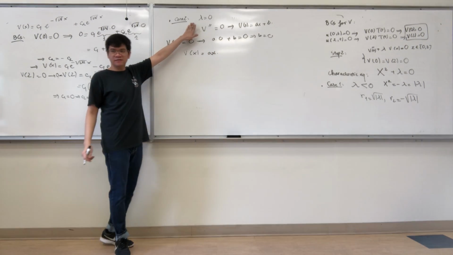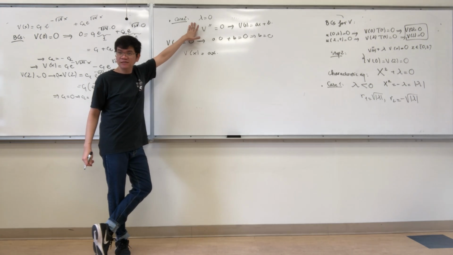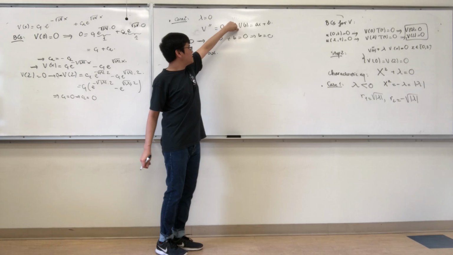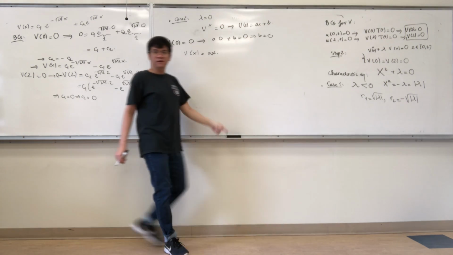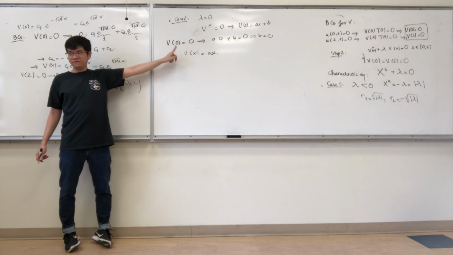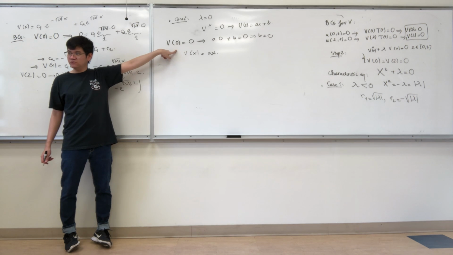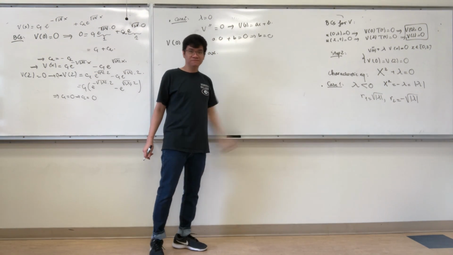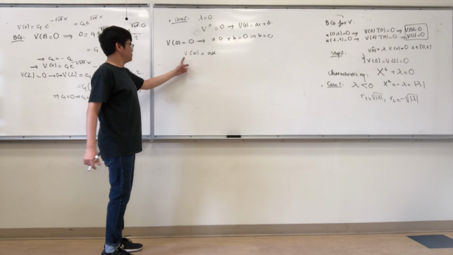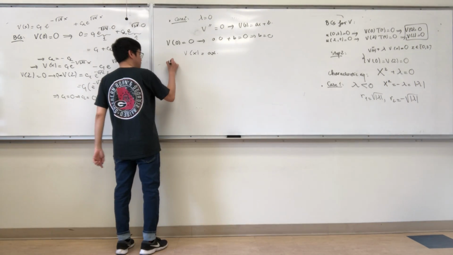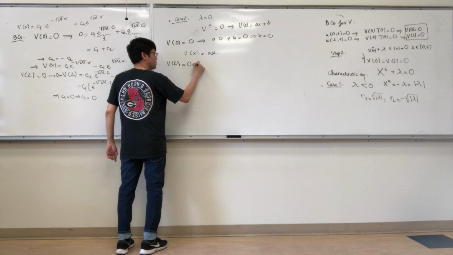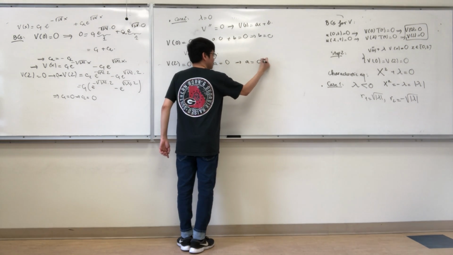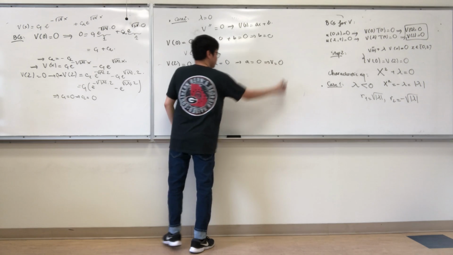So in the second case, it's always the easiest case. When lambda is 0, v second is 0, so v of x should be ax plus b. Now, you use the first boundary condition, v of 0 is 0, so then you have a times 0 plus b, so b is 0. So v of x should be ax. So now v of 2 is 0, meaning that 2a is 0, so a is also 0, so b is 0.